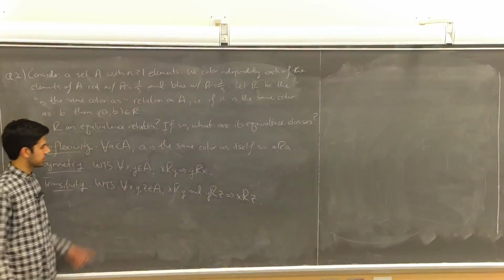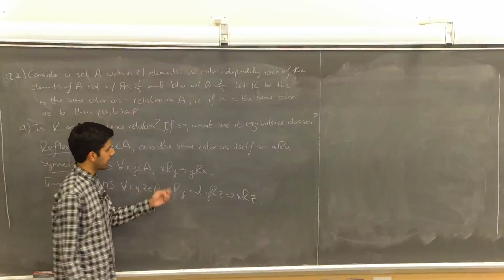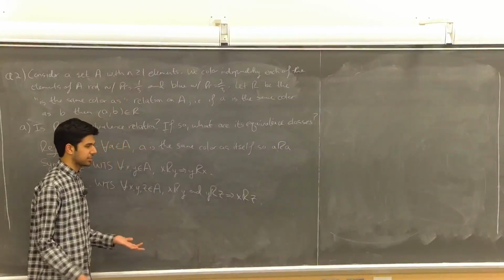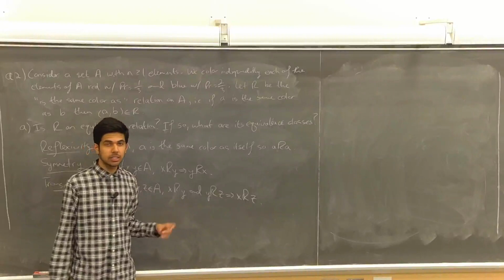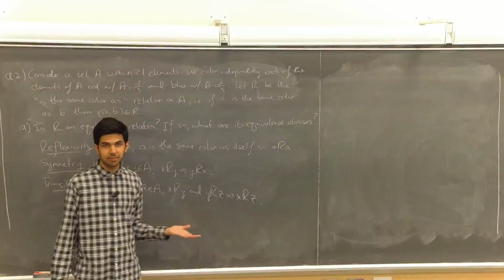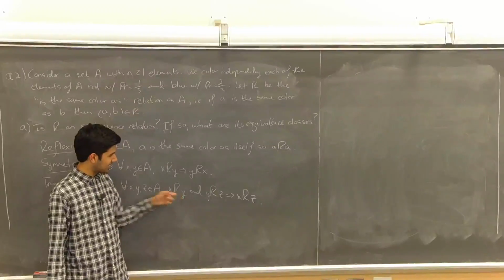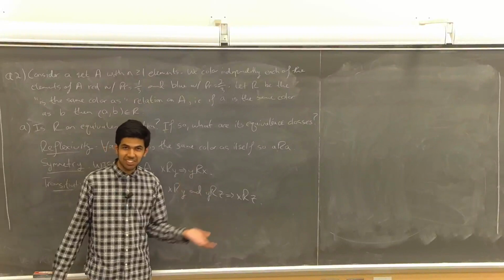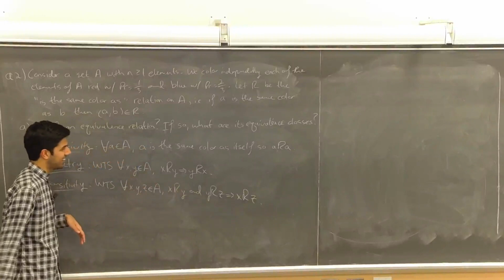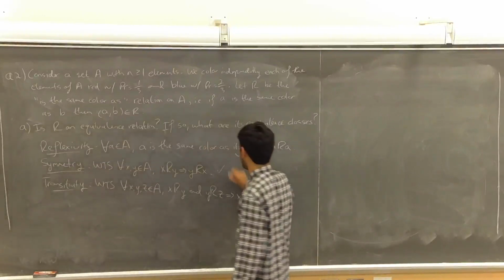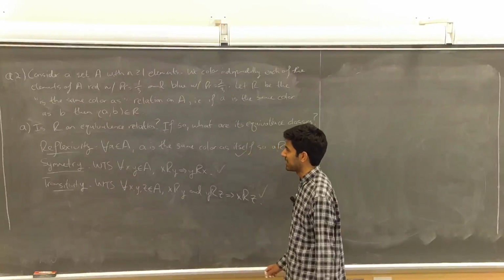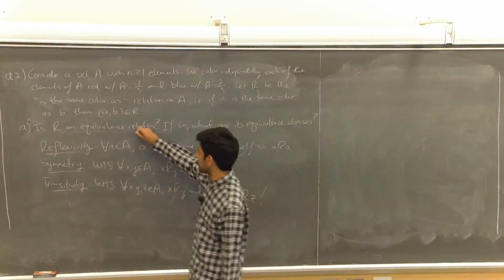So for transitivity, we're trying to show for all x, y, z in A, if we know x is related to y and y is related to z, then x is related to z. Once again, we can explain this in words. If x is related to y, then x is the same color as y. And if y is related to z, then y is the same color as z. But we know that y is also the same color as x, so x is the same color as z. It's a little bit hand wavy, but like, come on. How much more could you really explain? So all of these hold, and yes, R is an equivalence relation.